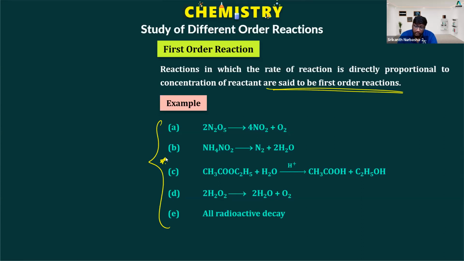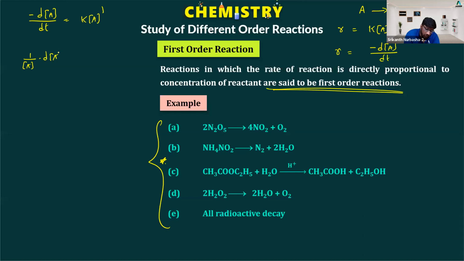If you go with the equations, I can write the reaction A gives product is a first order reaction. Rate of this reaction equals K into concentration of reactant whole power 1. Rate of that reaction equals minus d concentration of A divided by dt. These two I am going to equate. So minus d concentration of A divided by dt equals K into concentration of A whole power 1. I can rearrange this equation: 1 by concentration of A into d concentration of A equals minus K into dt.